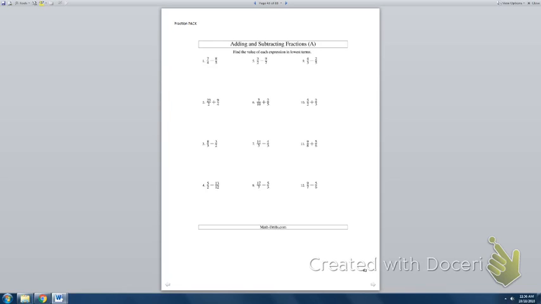Okay, let's try maybe number 4. I have 5/2 minus 13/12. Okay, so the smaller denominator, I can see right away that I don't have a common denominator, so that means I can try method 1.